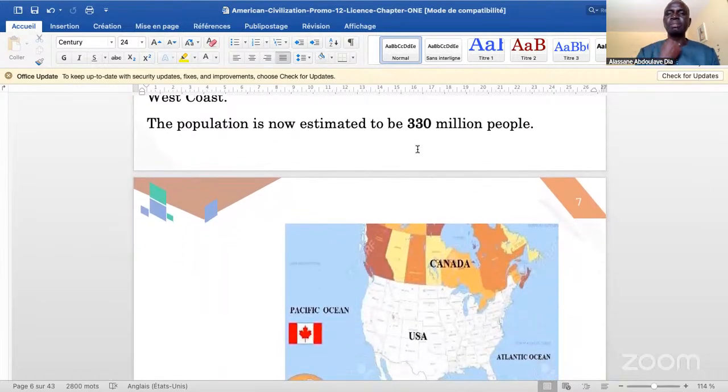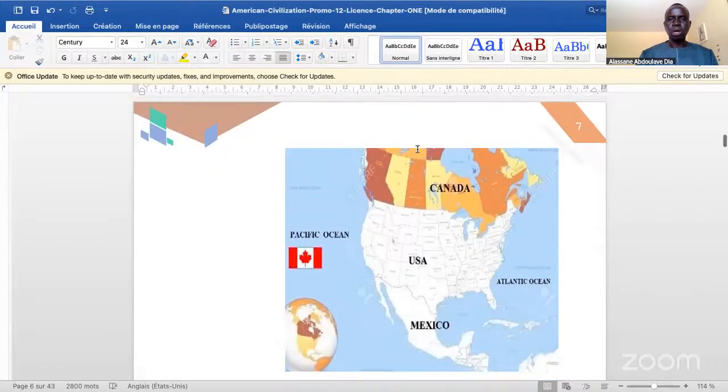This is an estimation. It's just like today you say Senegal is around 18 million. There is no exact number because the population evolves every time. But you can say that the population of America today is estimated to be 330 million people. All right?